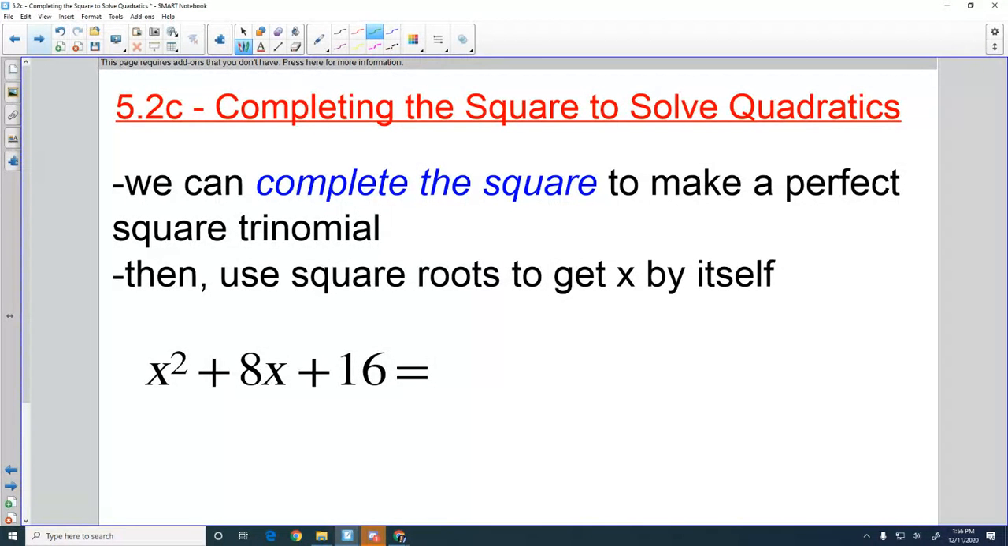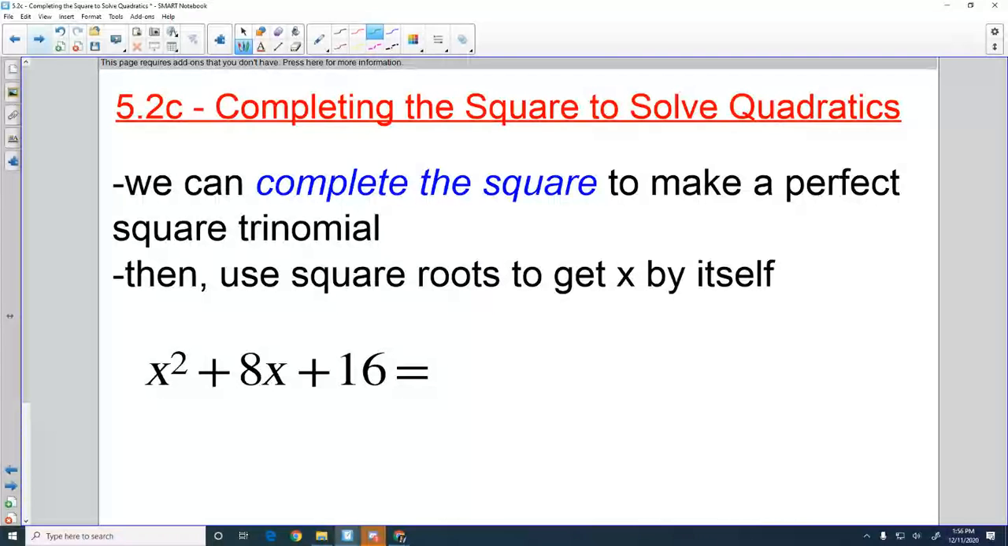So our final technique is completing the square to solve a quadratic equation. You should recall completing the square from our first lesson in this unit with vertex form. Remember when we had an equation in standard form, we converted it to vertex form by completing the square. That's when we had to add the magic number. Remember the magic number, right? Half of b squared, add it to both sides.